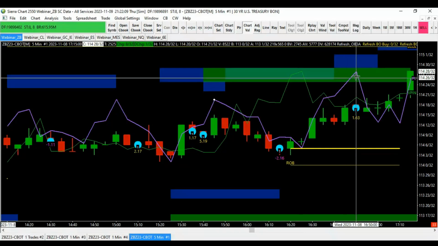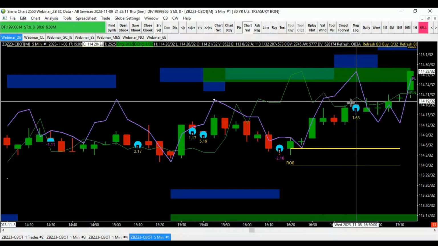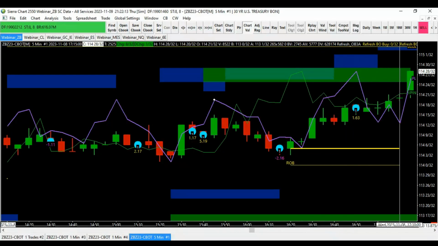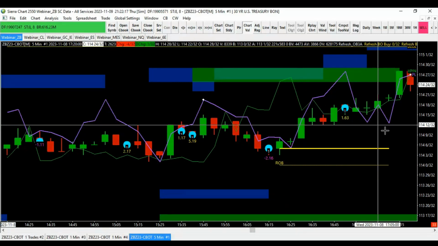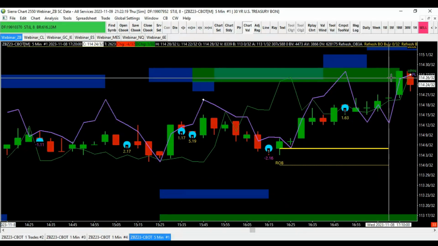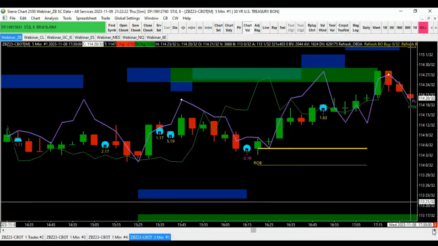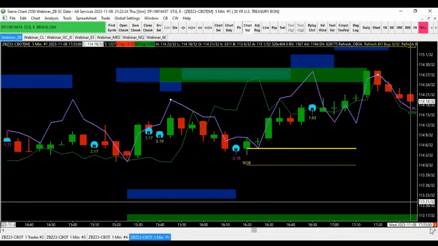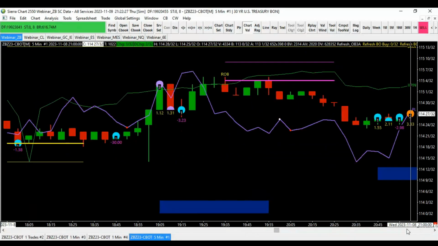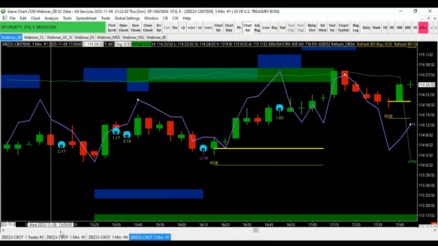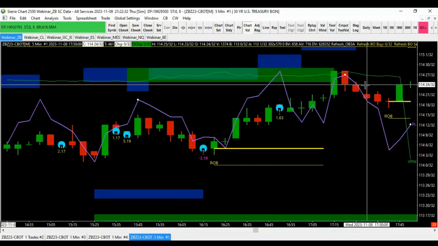Okay, so that trade worked out pretty well. You could see that it moved up to this macro level and no surprise, it bounced off. Sorry, I'm a bit too far there.